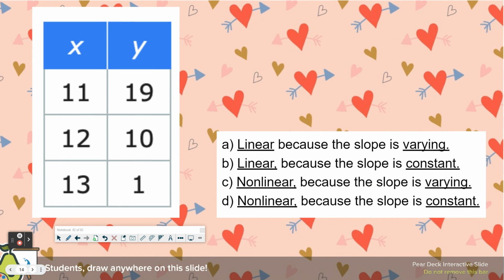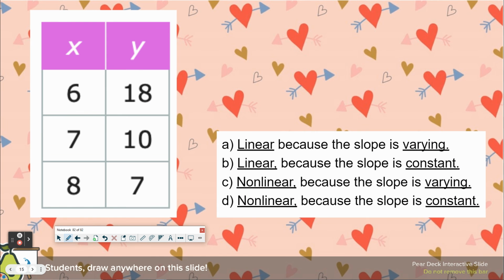Okay, let's go to slide 15. Go ahead and figure out, you should be working on slide 15.